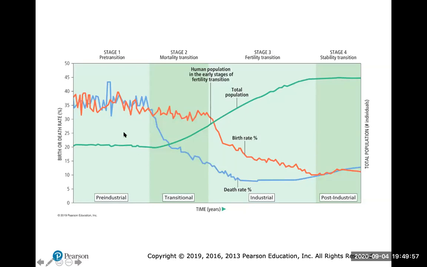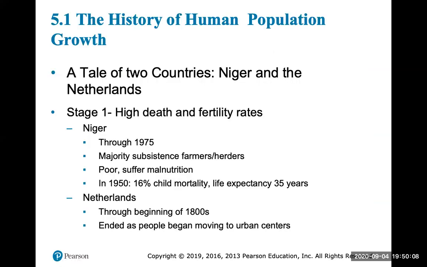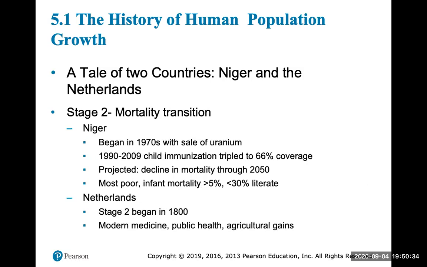And these are the 4 stages showing how the total population increases during the stages and then levels off in the stability stage. These next couple slides look at Niger, a country in Africa, and the Netherlands, and show how throughout the course of their history, what stage they were in. So Niger, with high death and fertility rates, was in this first stage through about 1975 due to poor nutrition and bad health care. The Netherlands was out of this stage by the beginning of the 1800s. So just to show 2 extremes in 2 countries as they move through these stages.